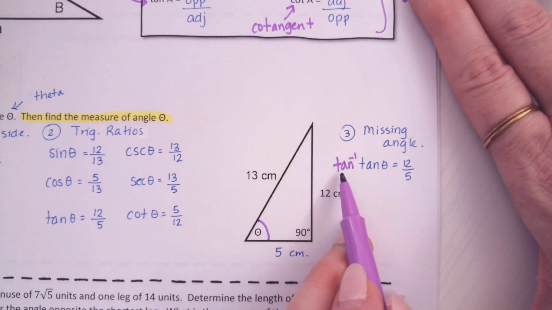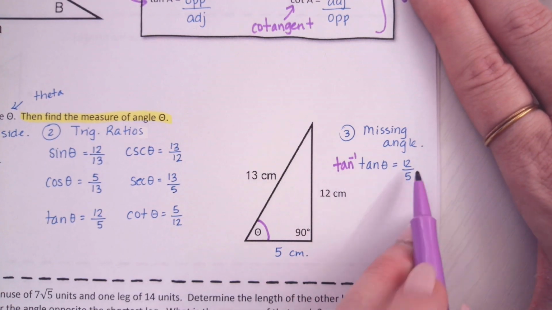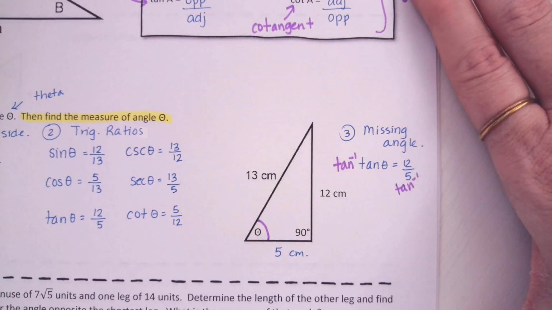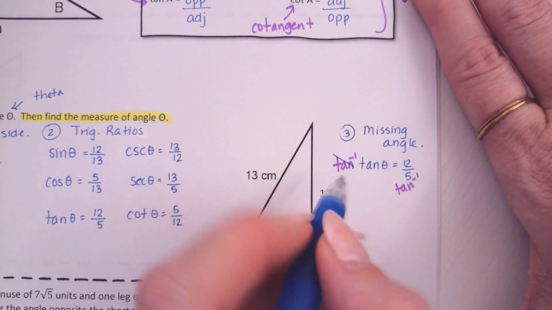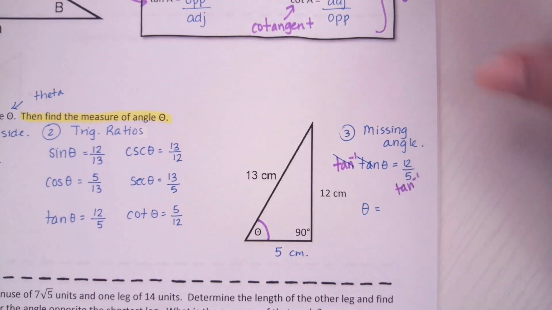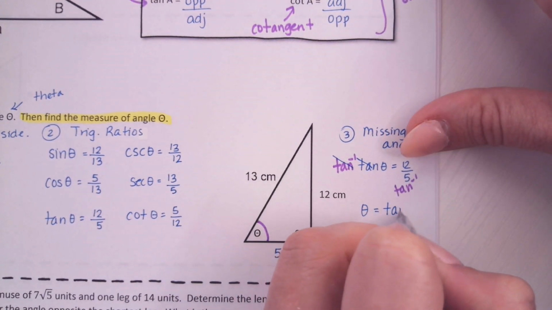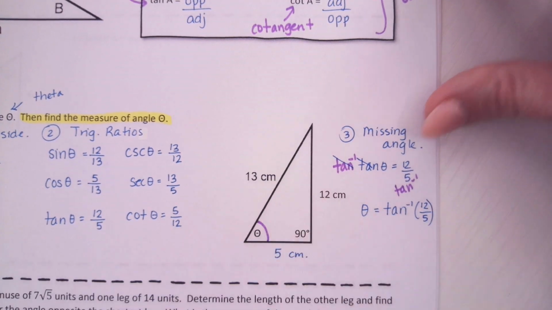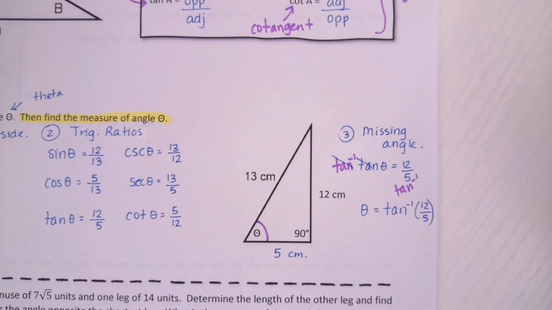So if I inverse tangent on the left, where else do I have to inverse tangent? On the right. So I need to inverse tangent on this side as well. Hold on. We're going to cross out tangent, inverse tangent, and we're left with theta equals. On the right side, now we have inverse tangent of 12/5. And here's where we're going to use our calculator.